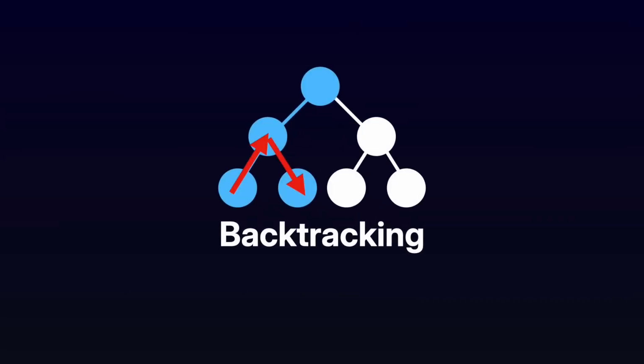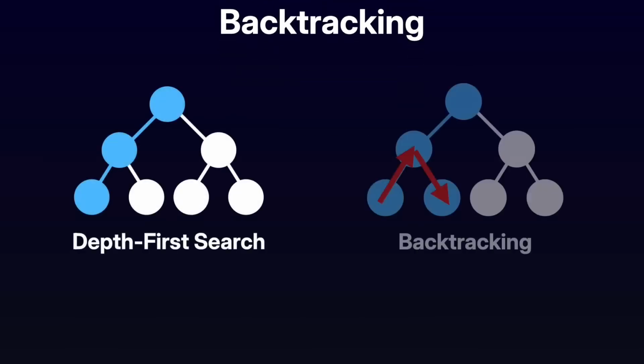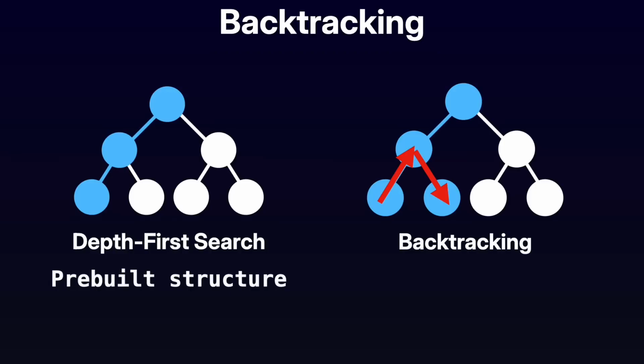Backtracking is a pattern that many people struggle with, but in reality, it's actually just an extension of depth-first search. In DFS, we typically traverse through a pre-built structure like a tree or graph, where the nodes and connections are already defined. With backtracking, however, you often have to build the solution tree yourself as you explore different options, especially in combinatorial problems, where the structure of the tree isn't given explicitly, but is generated dynamically as you make decisions.